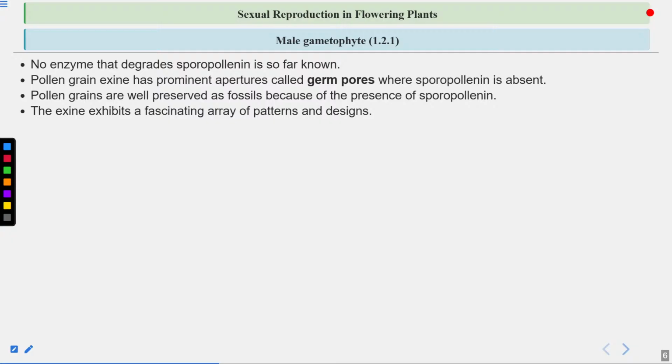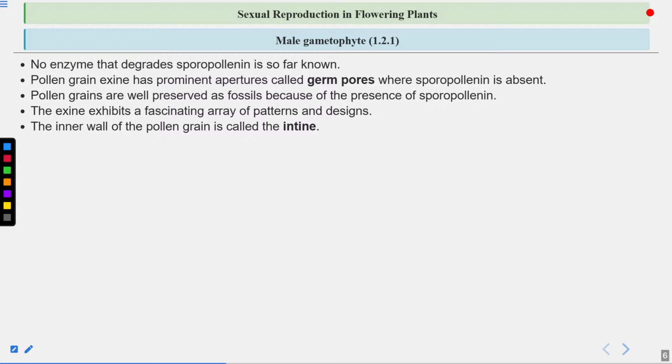So the exine exhibits a fascinating array of patterns and design. You must remember this line, because in the examination, sometimes in a multiple statement question, they can give something like, the intine exhibits a fascinating array of patterns and design, right? It comes like that only in multiple statement questions. So you must remember the exine is the outer wall of the pollen grain that exhibits a pattern and design, not the intine. The inner wall of the pollen grain is called the intine.